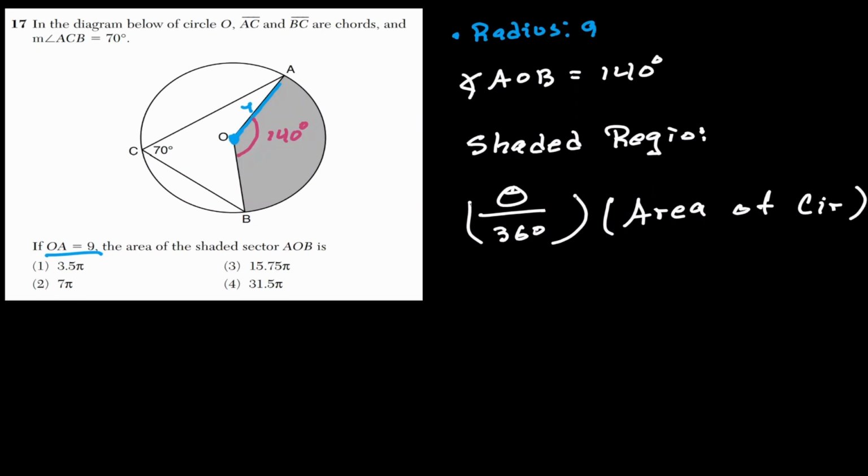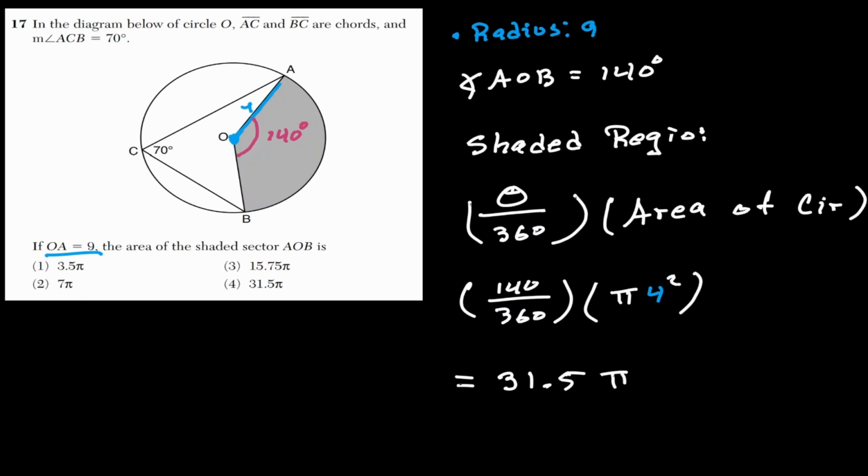Let's place down that information. Our central angle is 140 degrees. Let's divide that by 360, and to find the area of the circle, that's pi r squared. But we do know the radius of the circle. We found it to be 4. So we'll have 4 squared. And if we put all this in our graphing calculator, we're going to end up with 31.5 pi, which is option number 4.